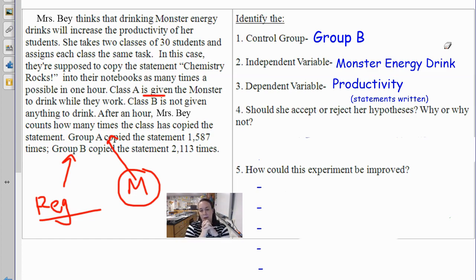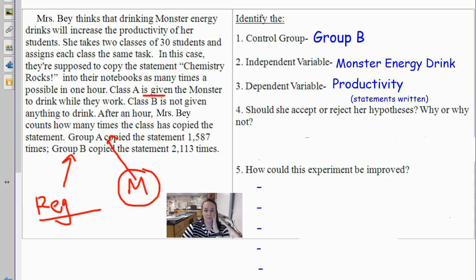So independent and dependent. And now you've probably done some hypothesis stuff. Your hypothesis is usually at the beginning. It's what you predict or what you think. And it says that I think that drinking Monster energy drink will increase productivity.